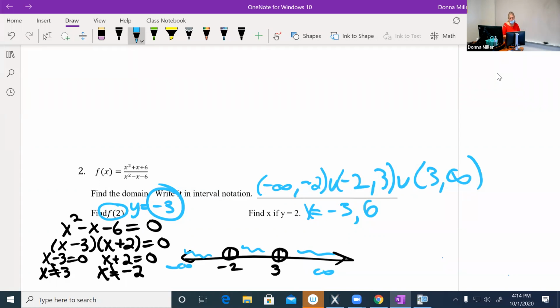All right, so you should be able to find the domain and the vertical asymptotes. Given an x, find y. Given a y, find x. Okay? We're done.